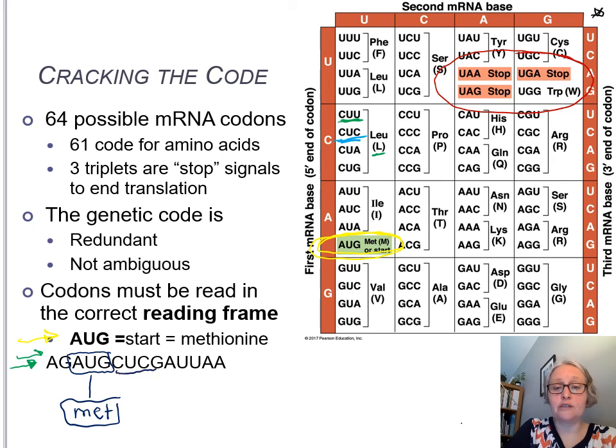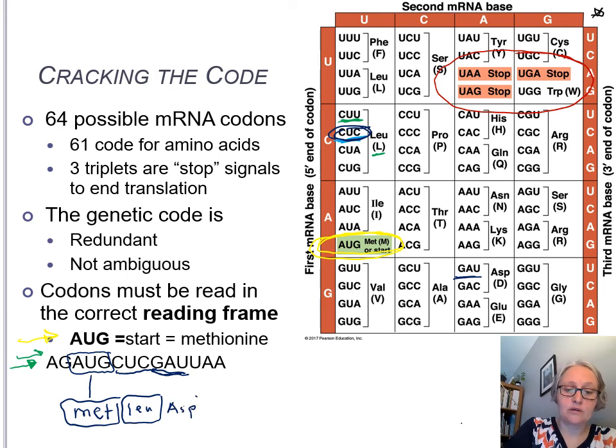So our next codon is CUC. If we look over on our chart, you can see there it is. CUC stands for leucine. So our next amino acid is going to be leucine. Our next codon is GAU. If we look for GAU, there it is: ASP. And then our last codon that we've got is UAA, and when we find UAA, we see that it is a stop codon, and so this entire process stops.